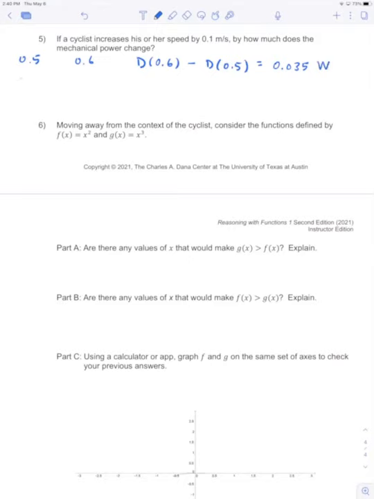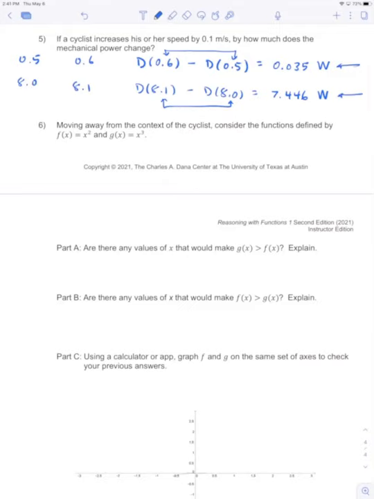And then if we go from 8.0 to 8.1, just a faster speed to start, and we subtract d of 8.1 minus d of 8.0, this time we get about 7.446. Again, we're in watts. So you can see how, again, the inputs were only differing by 1/10 of a point there, but the outputs here are definitely much different than 1/10.